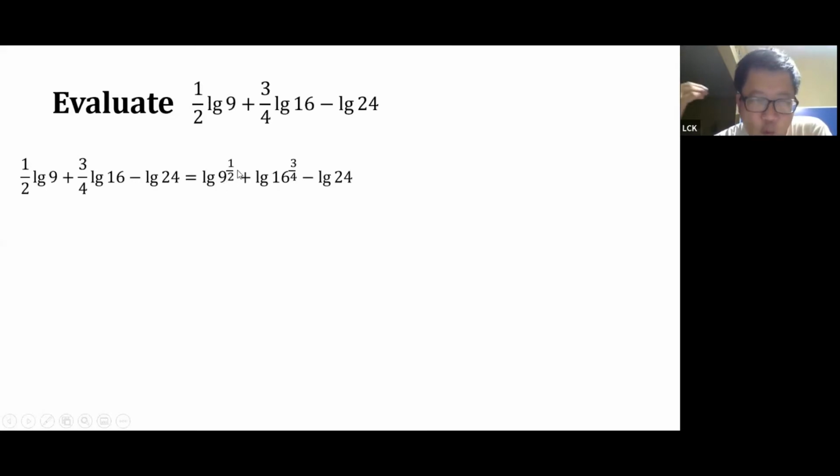And 9 to the power of half is simply the square root of 9, so you have 3 here. 16 to the power of 3/4: the 4th root of 16 is 2, and 2 to the power of 3 is 8. So you have log 3 plus log 8 minus log 24. Now, once you have this, really simple, it's a plus here, so it's 3 times 8, and the minus 24 goes to the bottom.